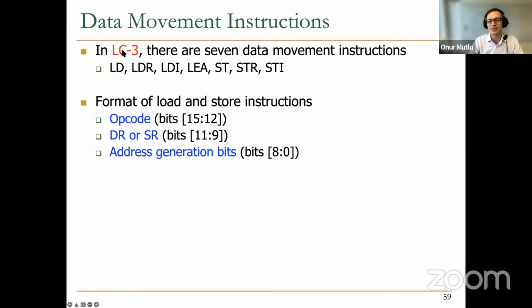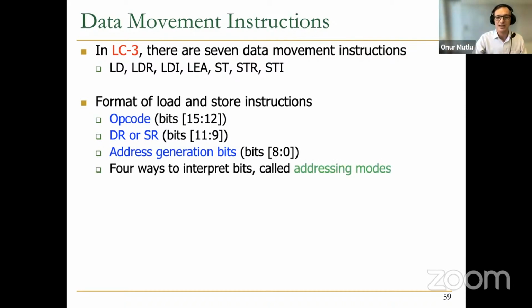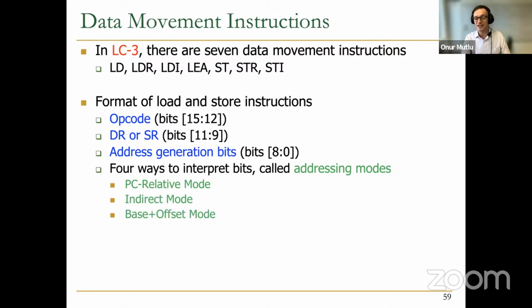Okay, the format is all the same basically for load and store instructions. You have an opcode, you have a destination register or source register in bits 11 through 9, and then some address generation bits. And then the question is, how do you generate the address? The opcode plus address generation bits tell you how you generate the address. And there are 4 ways to interpret the bits, called addressing modes. Essentially, there are 4 ways of generating the address for load and store instructions. There's PC relative, indirect, base plus offset, which we have seen, and immediate mode. So we will see all of them.